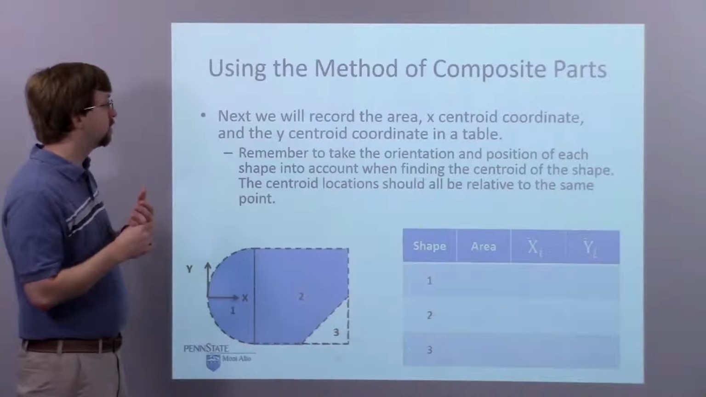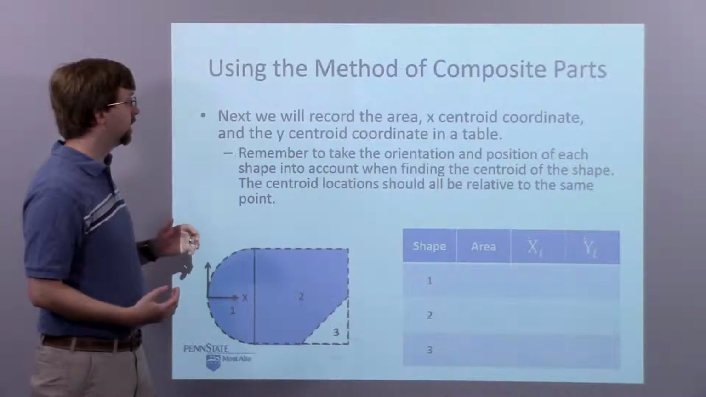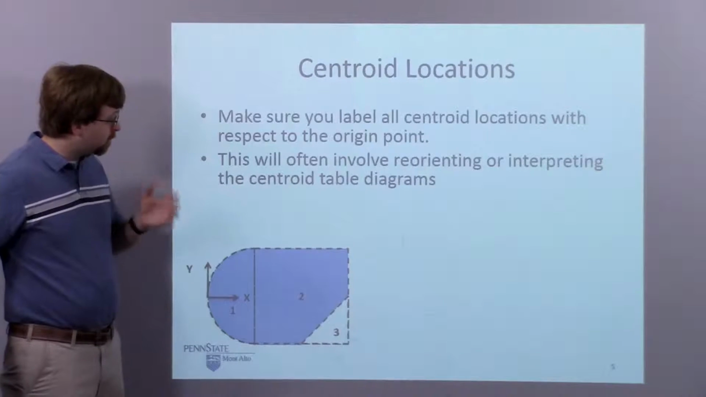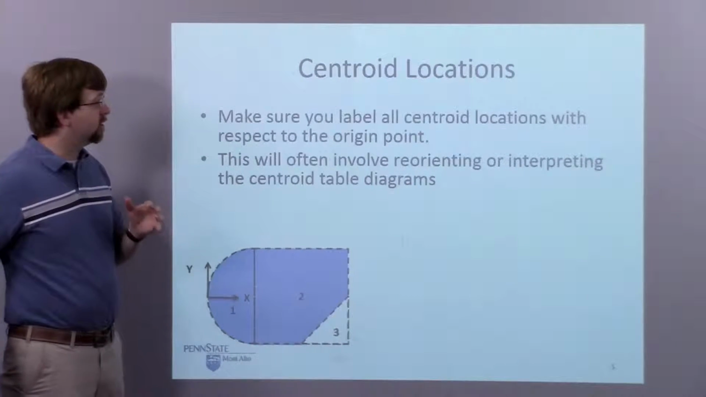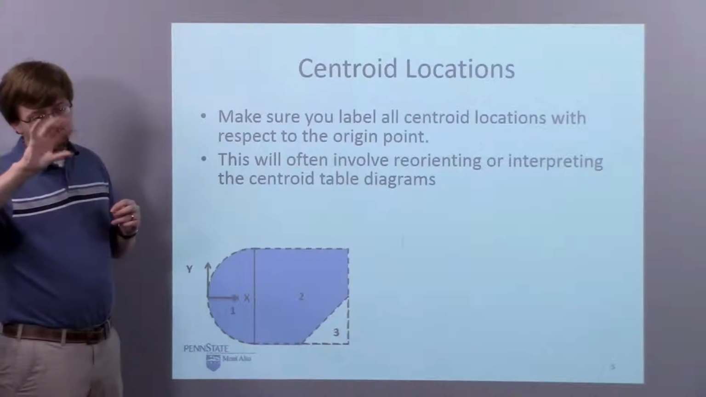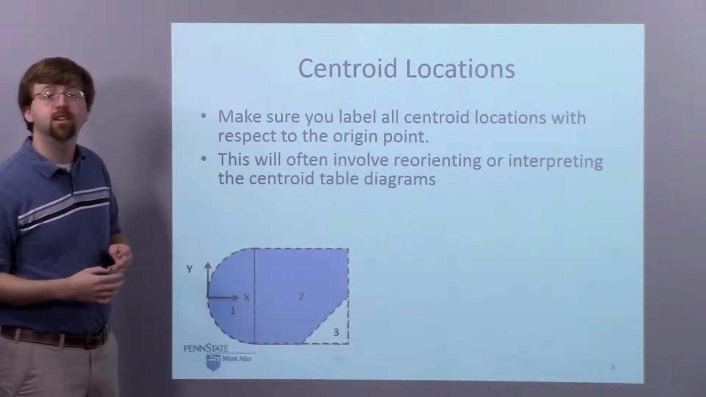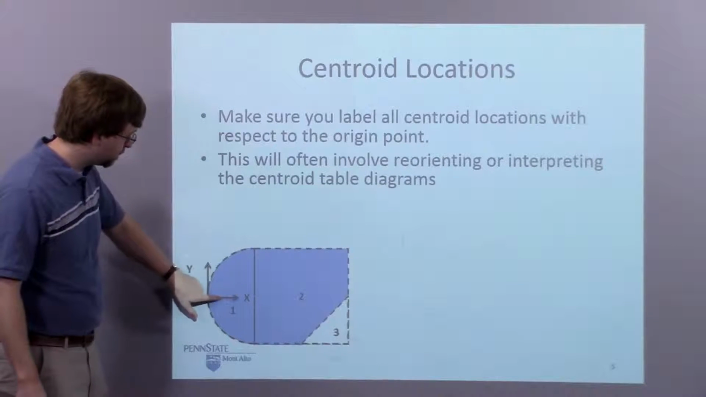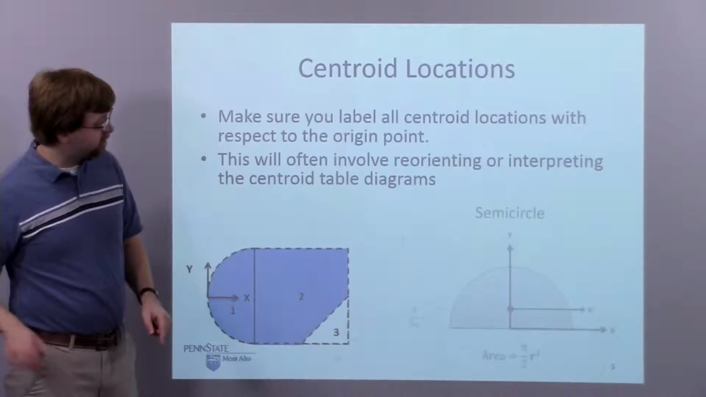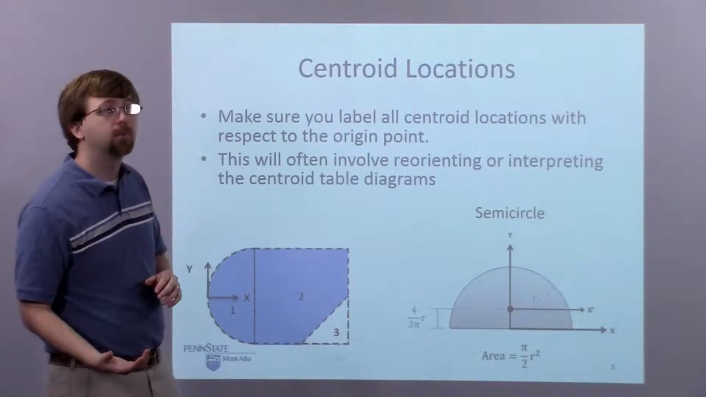And we need to remember to take orientation and position of each shape into account when we find the centroid of each shape. So we want to make sure that all of the centroid locations are with respect to a single origin point. So even if it's in a different orientation in our table, we'll need to adjust that to make it work for us. So I've set my origin point over here. It's on the tip of the semicircle. And this is what I have in my centroid table in the Adaptive Map textbook.